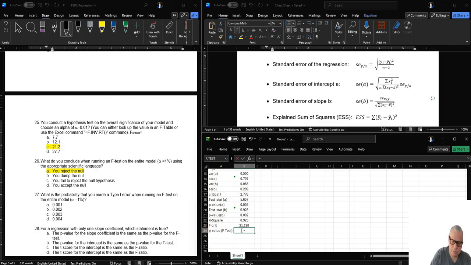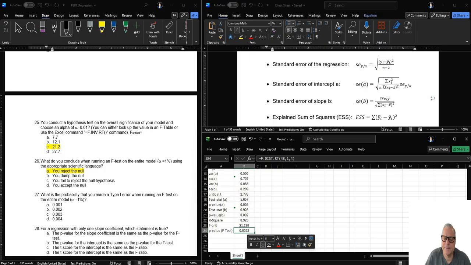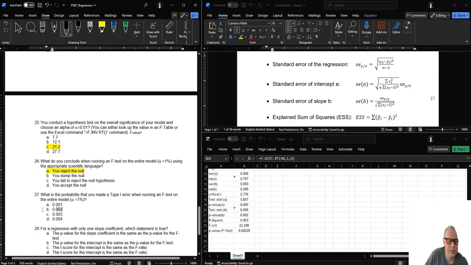So that is equal to F.DIST.RT, right-tailed, and then for F we have to use 48, and then again degrees of freedom 1 and 4. And then we get again a probability of 0.002. Rounded it is 0.002.